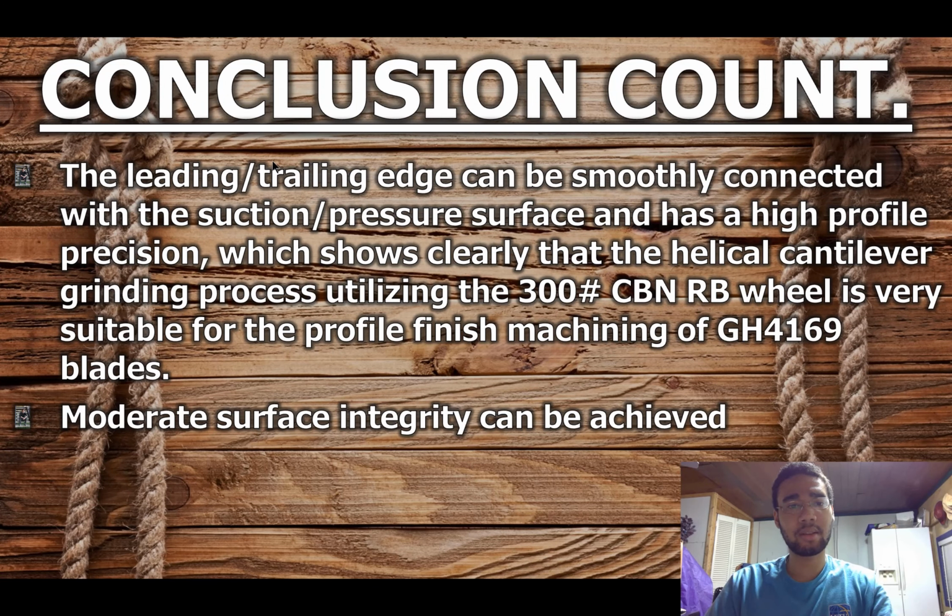Conclusion continued. The leading/trailing edge can be smoothly connected with the suction/pressure surface and has a high profile precision, which shows clearly that the helical cantilever grinding process, utilizing the 300 CBN RB wheel, is very suitable for the profile finish machining of GH4169 blades, and moderate surface integrity can also be achieved.